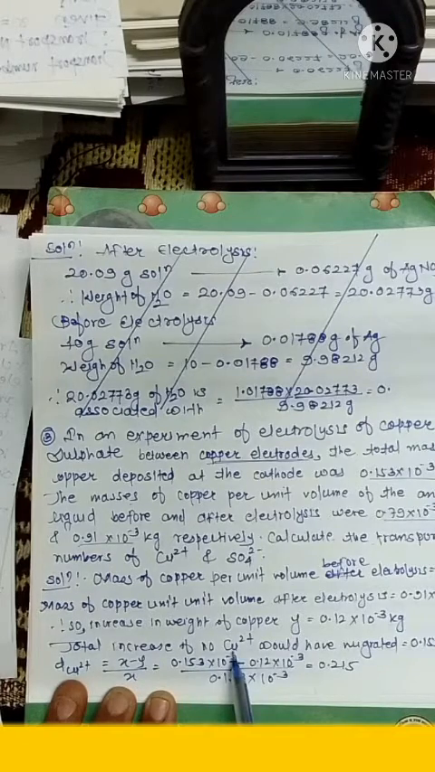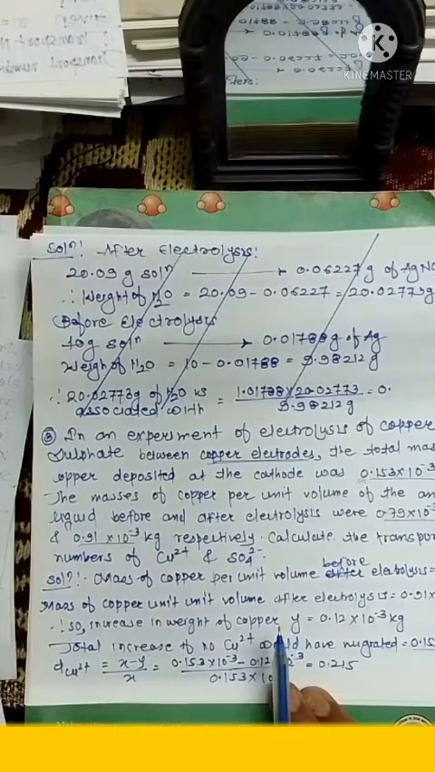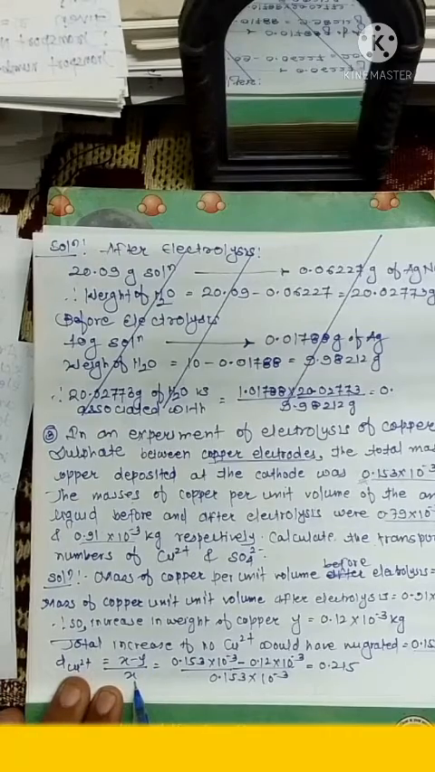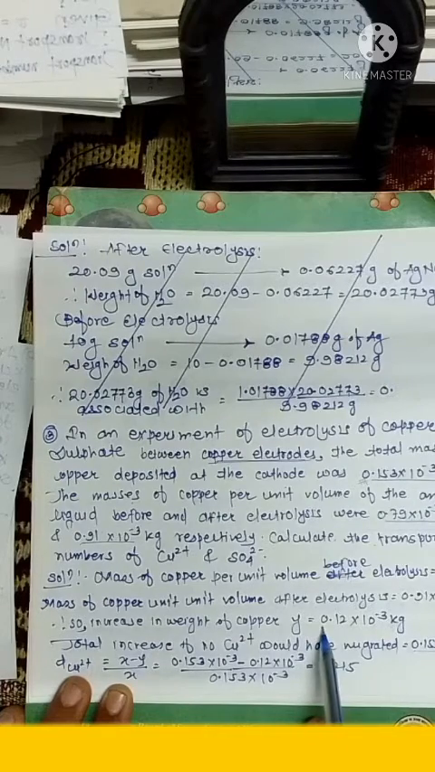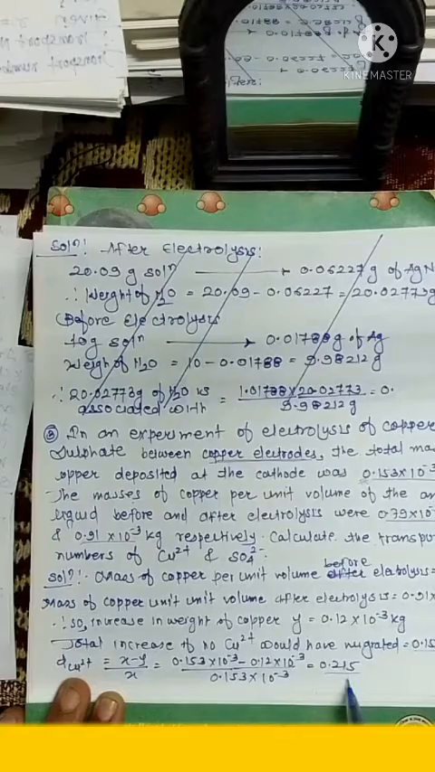So the total increase of Cu2+ that would have migrated is equal to 0.153 × 10^-3 kg, which is given. So the transport number of Cu2+ is equal to (x - y) divided by x. Here x is 0.153 × 10^-3 and y we already calculated. So after solving this, the transport number of Cu2+ is 0.215.